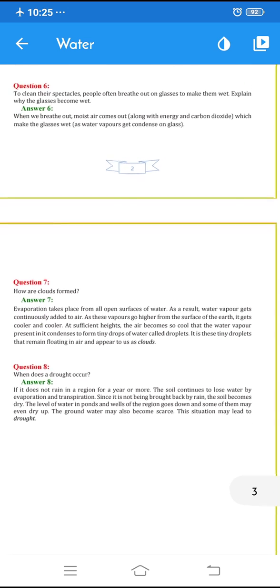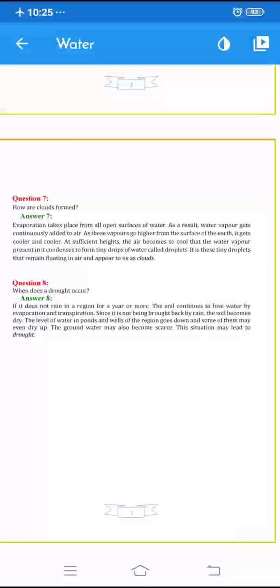Now let's go to question number 7. How are clouds formed? Evaporation takes place from all the open surfaces of land or water. As a result, water vapor gets continuously added to the air.